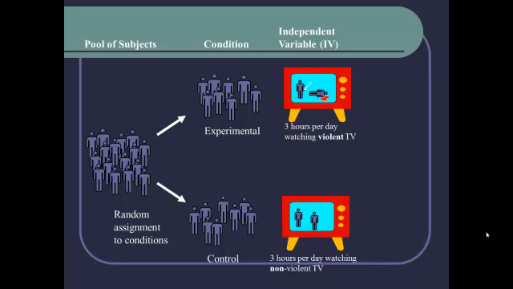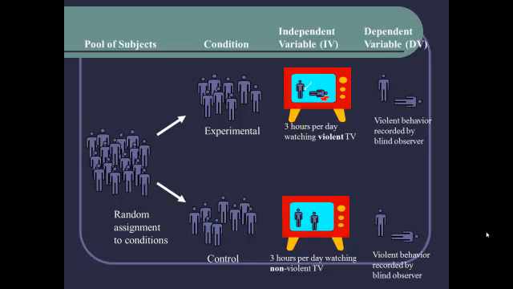Because we're interested in does violence impact aggressive behavior, that would be our dependent variable, the thing on the outcome side. So we might record how many times children hit other kids at recess and have someone sitting in the corner of the playground to count this.